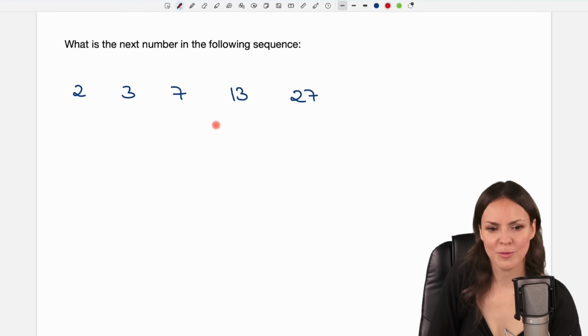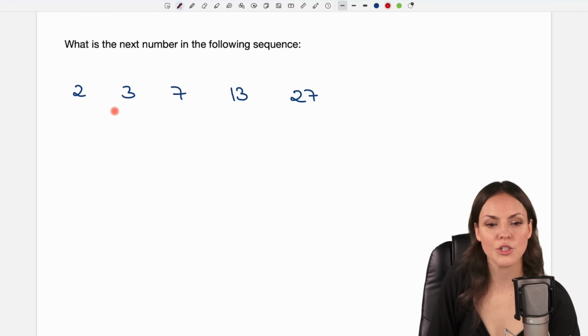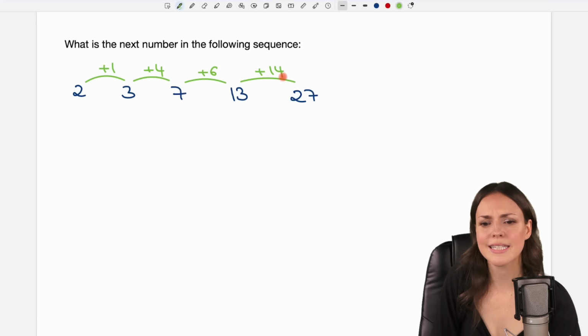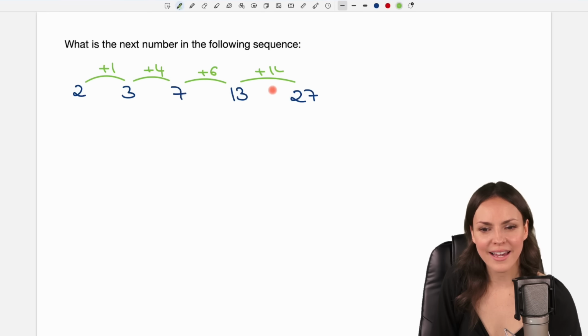Last example. We start with multiplication and division first again. But if I take a look at these numbers, there is no easy connection in here with that, so let's try plus and minus then. Okay, here we would add 1, we add 4, we add 6, we add 14, so this is pretty wild here as well. I don't see an easy pattern.